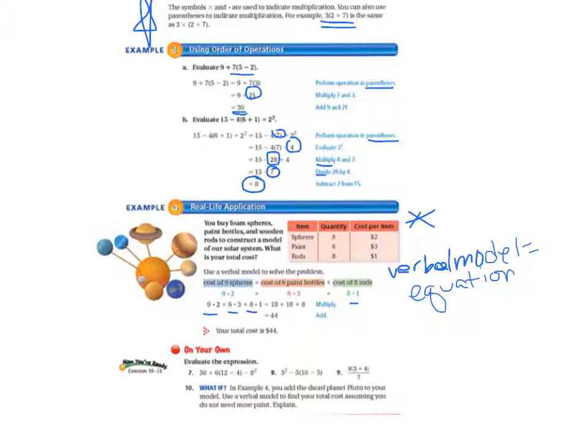And that equals, we have to use our order of operations, 9 times 2 plus 6 times 3. So we want to multiply first, 18, and then we want to multiply again, plus 18, and then we want to multiply the third one, plus 8. So we did all of our multiplication there, and then we want to add that up, and when we add it all up, it equals 44. So our total cost is $44.